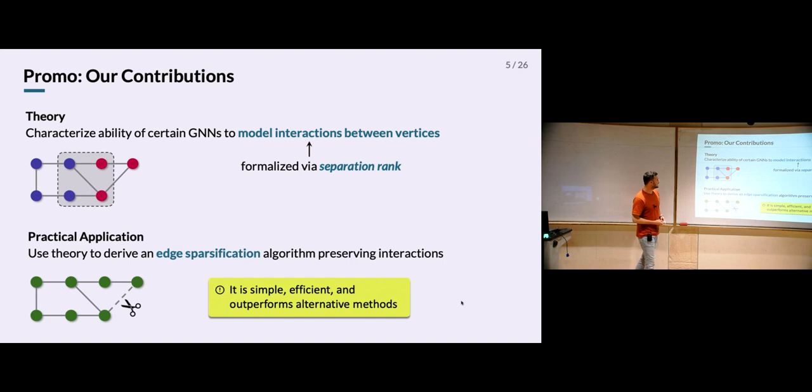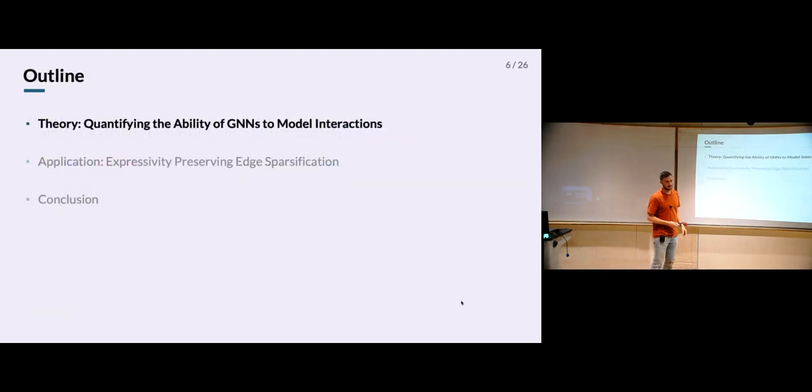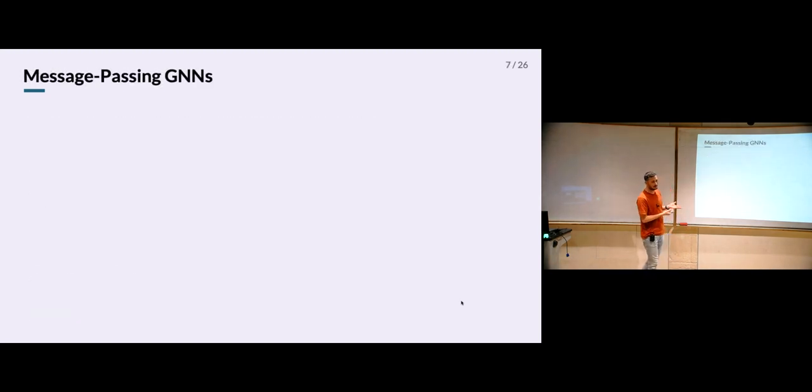Okay, great. So we'll start off with the theoretical analysis. And first off, let's formally define what are the GNNs that we're going to analyze. It's going to be a type of message-passing GNNs. This is the most popular type of GNNs there are. And the idea behind them is quite simple.